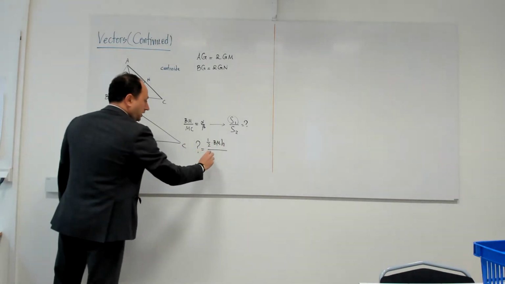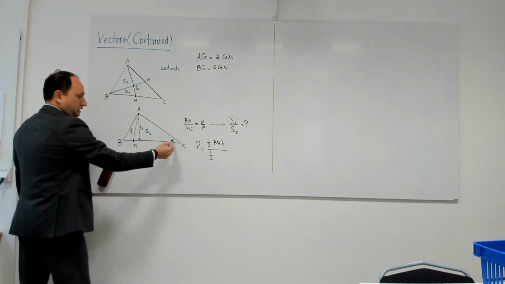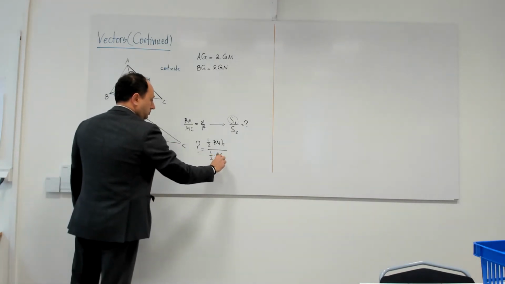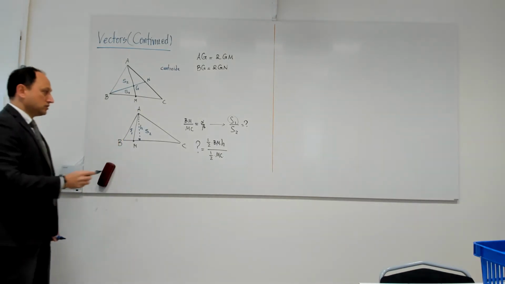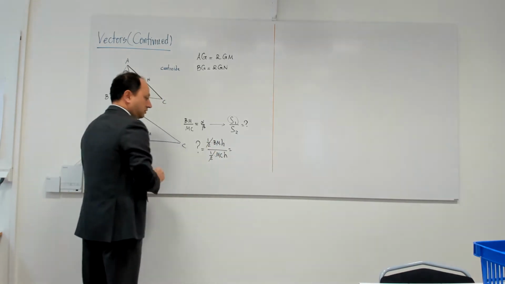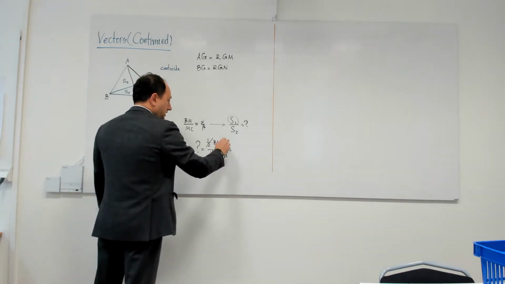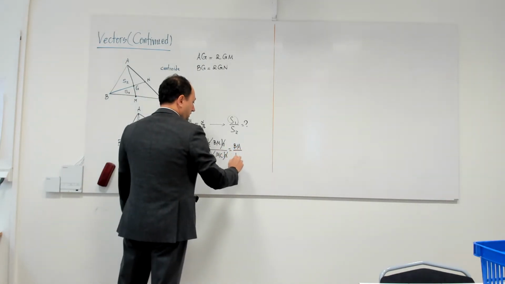So it would be 1/2 the base. This time the base is MC. And then I have to multiply it by the altitude. But the altitude is again H. Yes? So I write H. And then what happens? This 1/2 and this 1/2 are gone. Whatever H is, it is cancelled. And what is left for me is BM over MC.